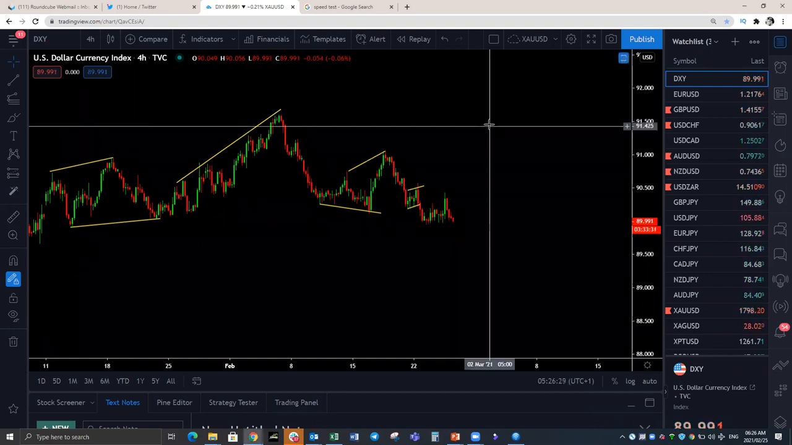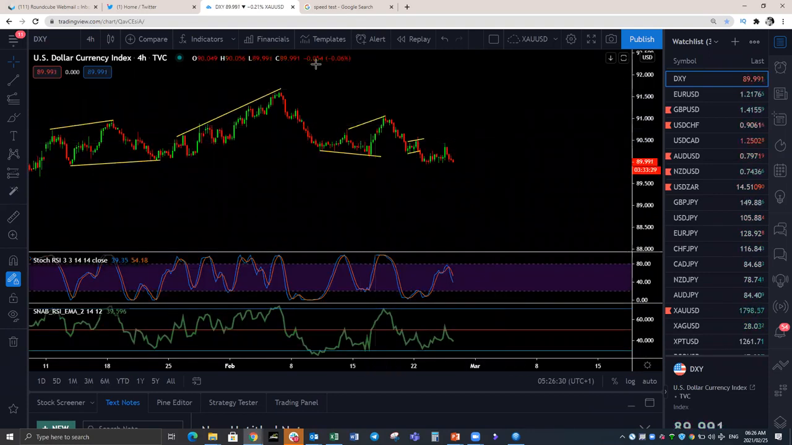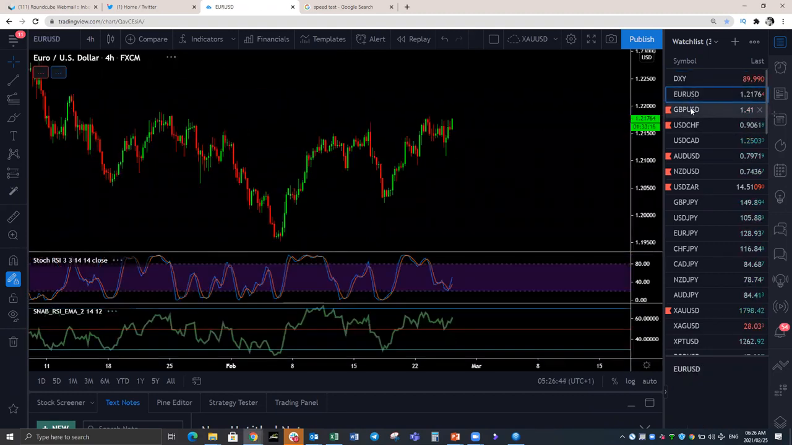Now if you look at the indicators as well, confirming further downside on the DXY, we are below 50. We have reset at the top. We are about to break below the structure, so we are going to see further US dollar weakness there. Euro US dollar is what we've just looked at now.